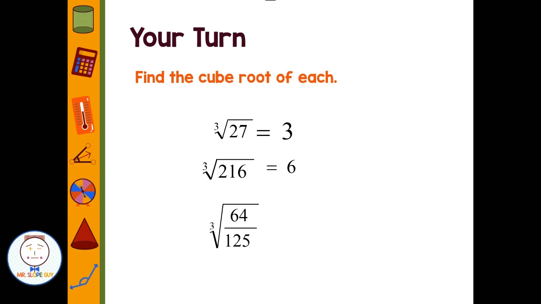We have the cube root of 64 over 125. What I would do with this is do each problem separately. I'd find the cube root of 64, and then I'd find the cube root of 125. The cube root of 64 is 4. 4 times 4 is 16, times 4 is 64. And the cube root of 125 is 5, because 5 times 5 is 25, times 5 again, 125. So when you have a fraction like that, just treat it as 2 separate problems. Do the cube root of the numerator and the cube root of the denominator.